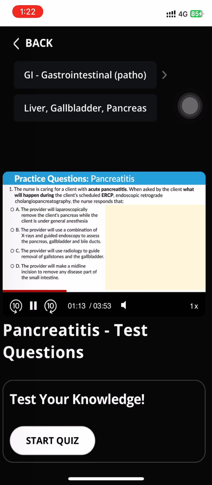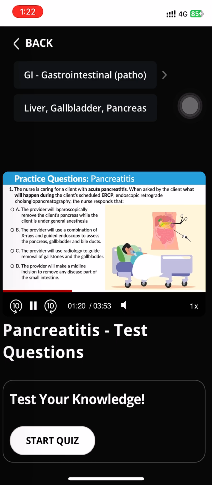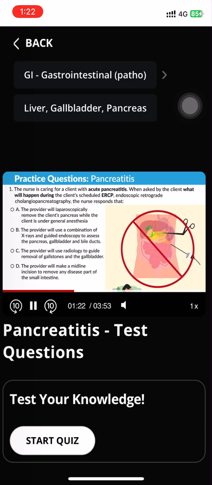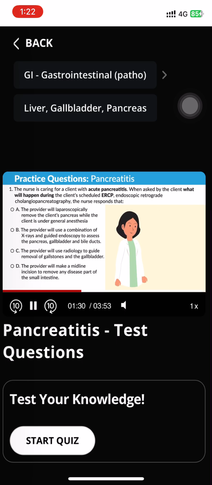So option A, the provider will laparoscopically remove the client's pancreas while the client is under general anesthesia. No, there's no cutting here or slicing the patient open, basically surgery. Laparoscopically means surgery.